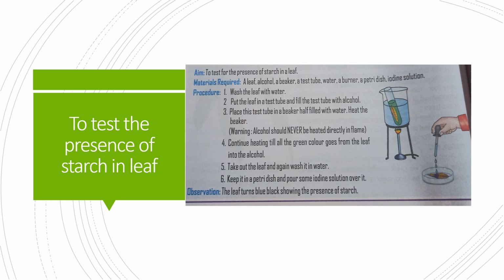Now we have already tested the presence of starch. For the presence of starch in anything, what have we taken? We take the iodine solution. And if we put the iodine solution and it turns from brown to blue-black in color, it shows the presence of starch. This test we have already done when we were testing the presence of starch and carbohydrates. So you must be aware of it already.